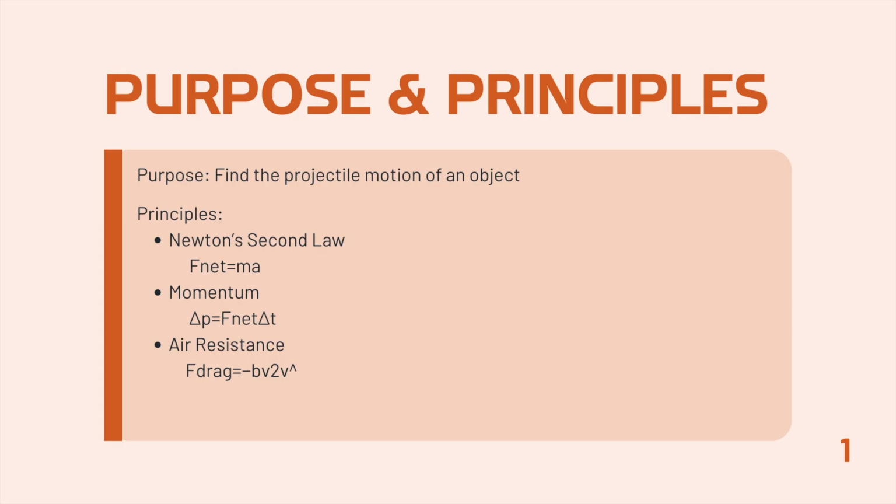Before discussing the experiment, let's review key physics principles. Projectile motion can be explained using Newton's second law and the momentum principle. Without air resistance, the only force acting on a projectile is gravity, producing a uniform downward acceleration of 9.8 meters per second squared. However, in real life, projectiles experience drag, a resistive force that opposes motion. Drag is proportional to velocity squared.